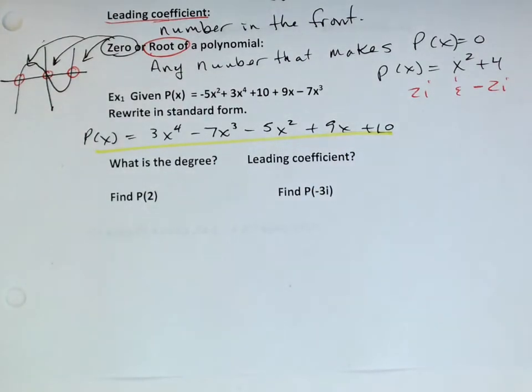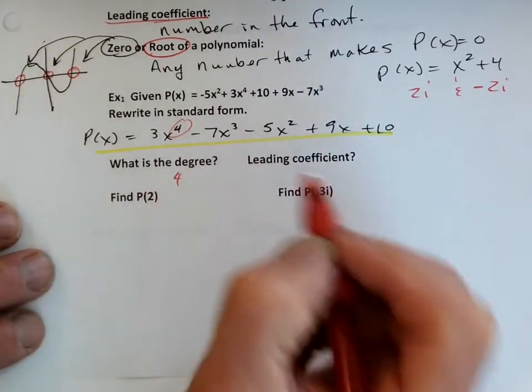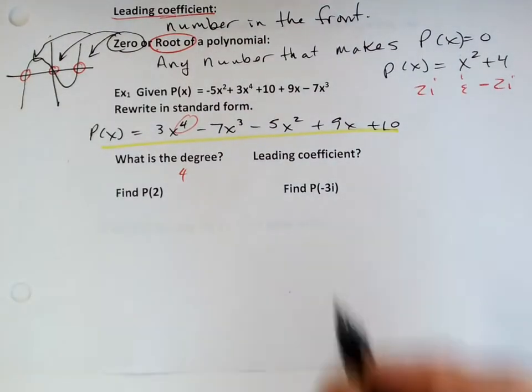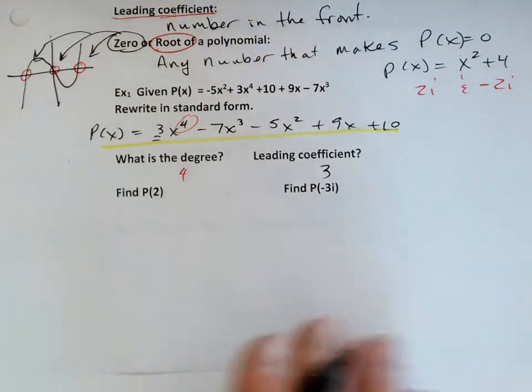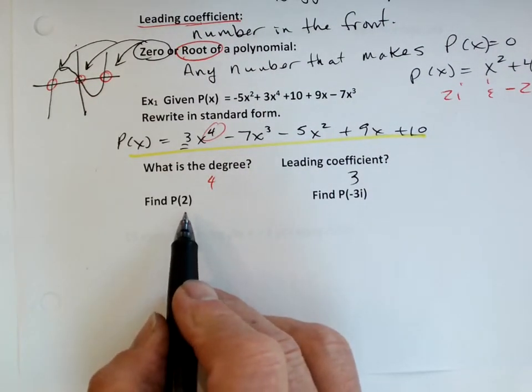What's the degree? Everybody agree? Degree is 4. Good job. What's the leading coefficient? 3. There you go. Awesome. Now, P of 2. What does P of 2 mean? Yeah, just plug in 2.